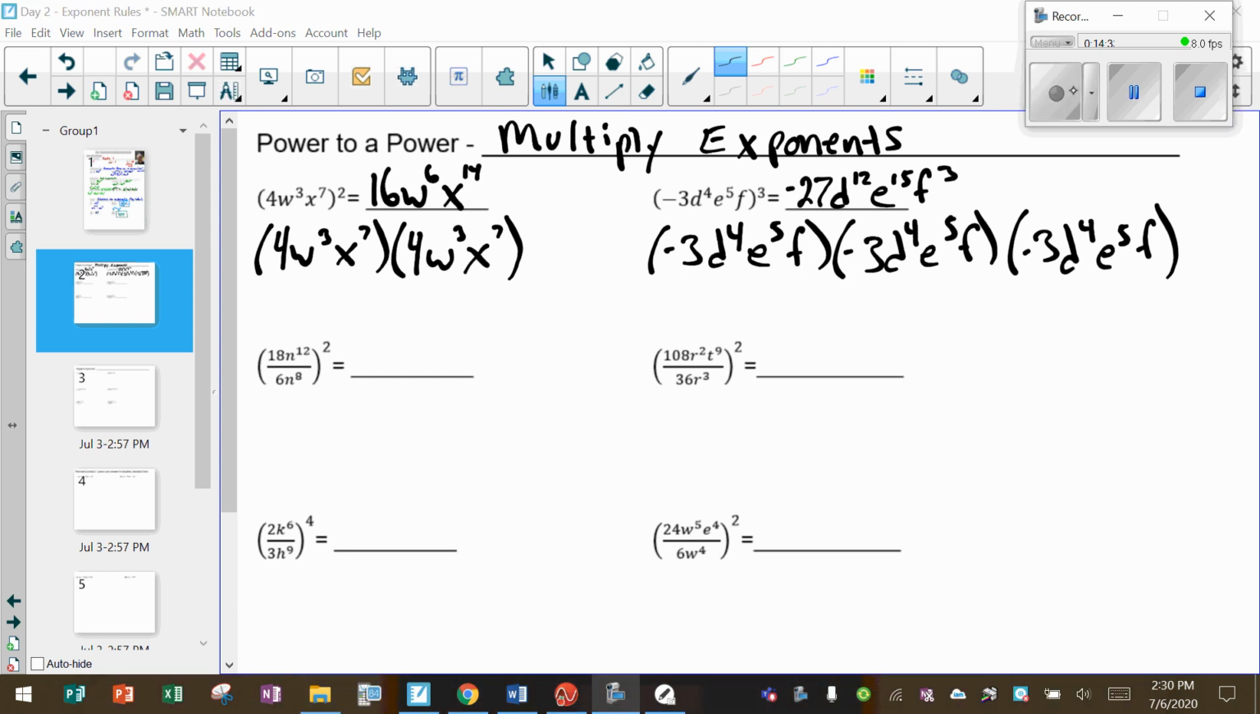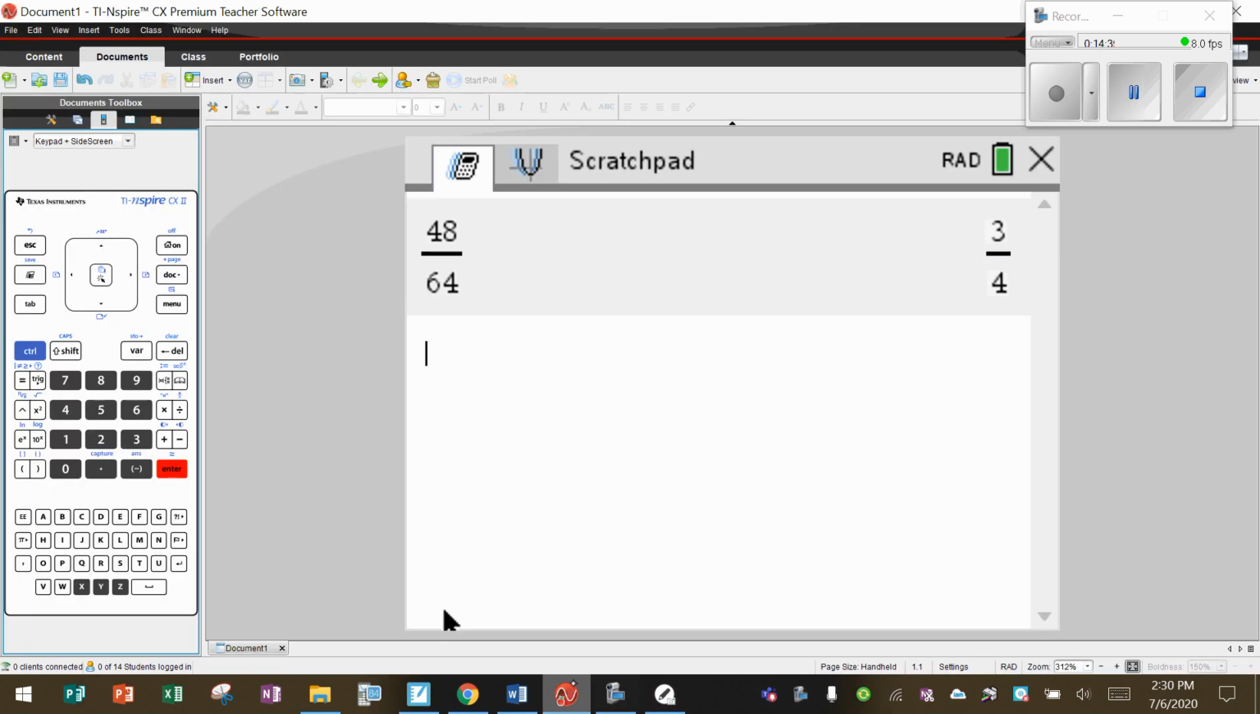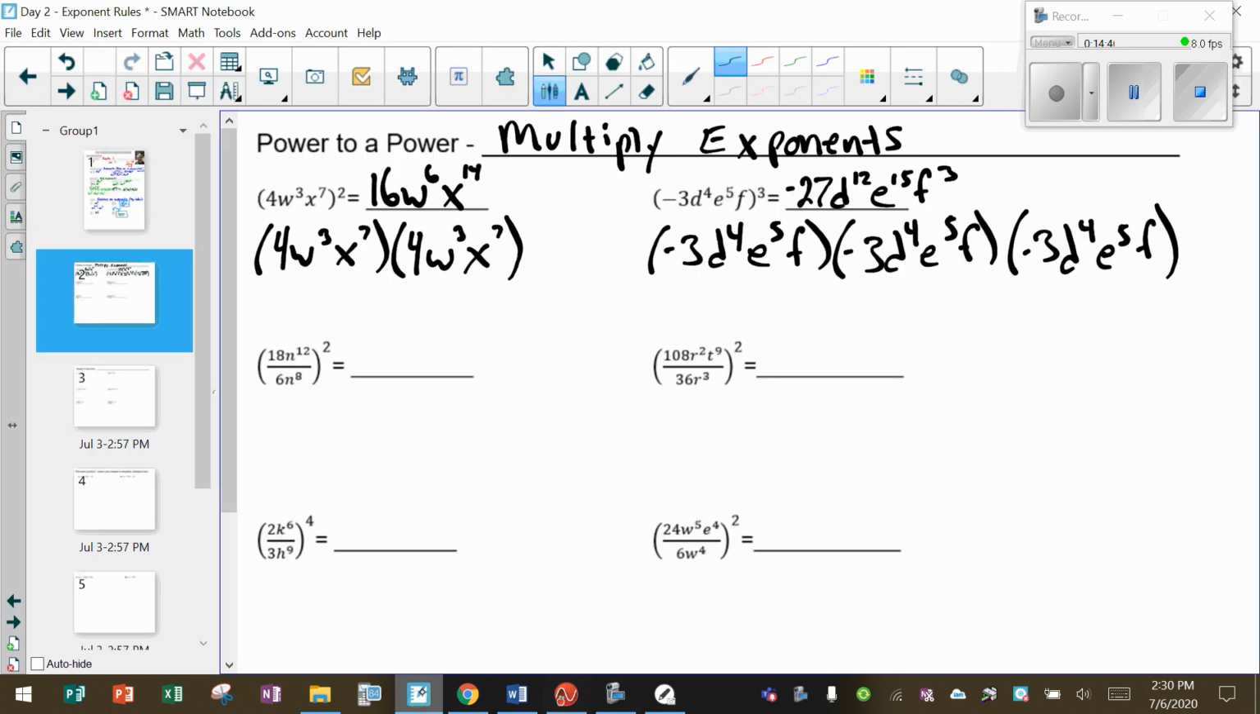All right, so square the coefficients because our exponent is 2. And if you need to, you go over to your calculator, and we have to do 18 squared. So you can either do 18 times 18 or 18 squared. And then multiply the exponents, and do that for the denominator as well. 6 squared is 36. Multiply the exponents.